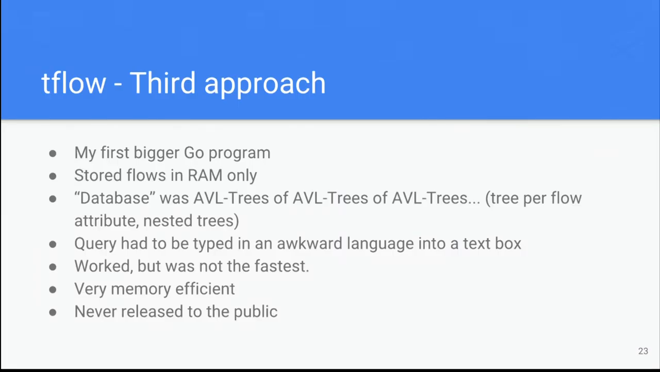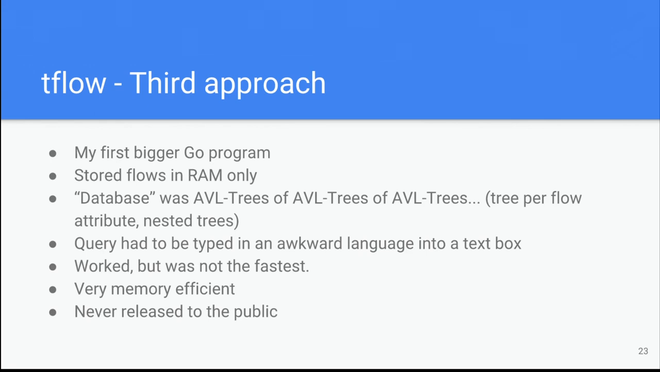Third approach. The first big Go program that I wrote that was not that trivial was tflow, version 1. That stored all the flow information that was coming in only in RAM. This database was made of AVL trees. An AVL tree is a binary tree that balances itself. So in case I insert sorted data, it makes sure that the tree is balanced and doesn't become a linked list. That's very important for the performance of queries and inserts.